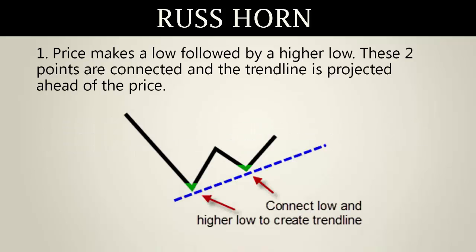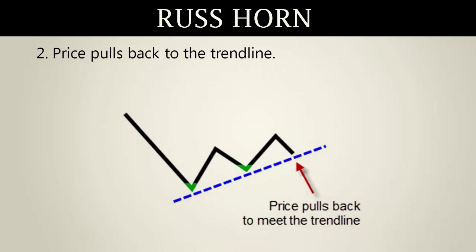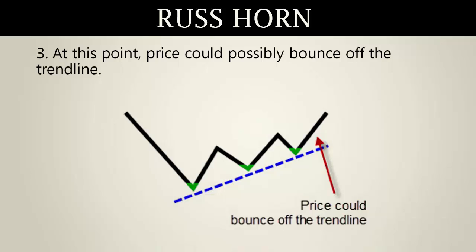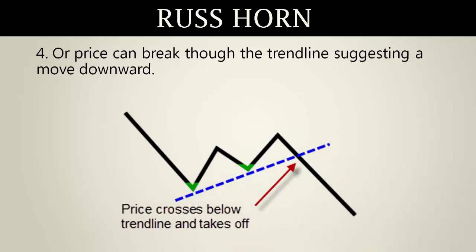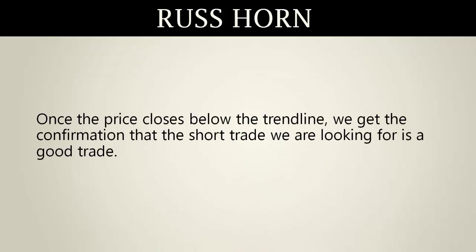Price makes a low followed by a higher low. These points are connected and the trend line is projected ahead of the price. Price pulls back to the trend line. At this point, price could possibly bounce off the trend line and continue to move upwards. Or price can break through the trend line, suggesting a move downwards. Once the price closes below the trend line, we get the confirmation that the short trade we're looking for is a good trade.